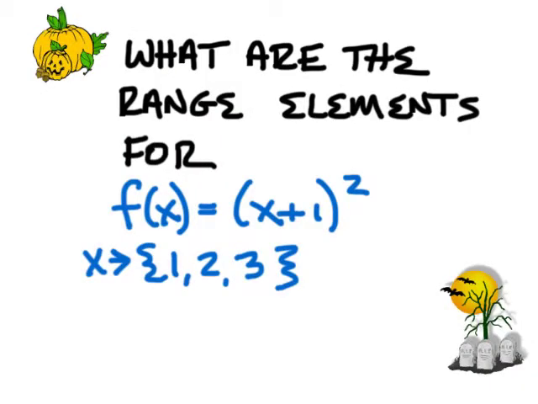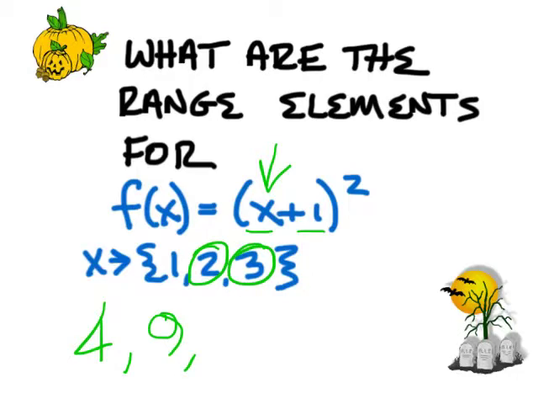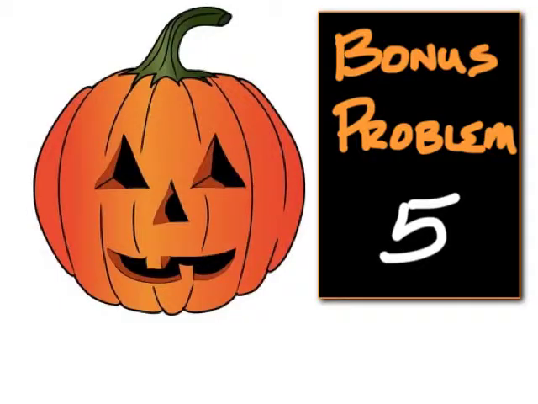Practice problem number 5. Okay, if I put 1 in here, 1 plus 1 is 2, squared is 4. If I put a 2 in, 2 plus 1 is 3, squared is 9. If I put a 3 in, 3 plus 1 is 4, squared is 16.